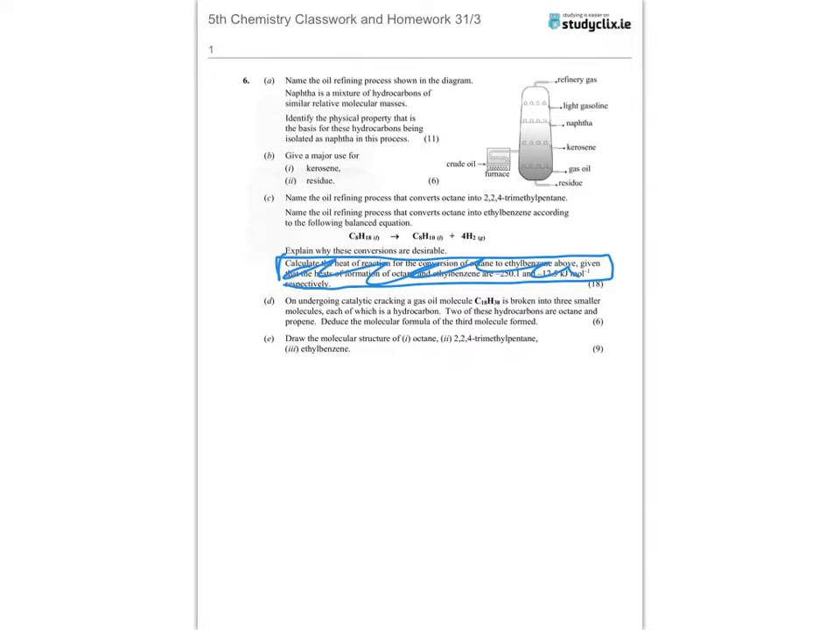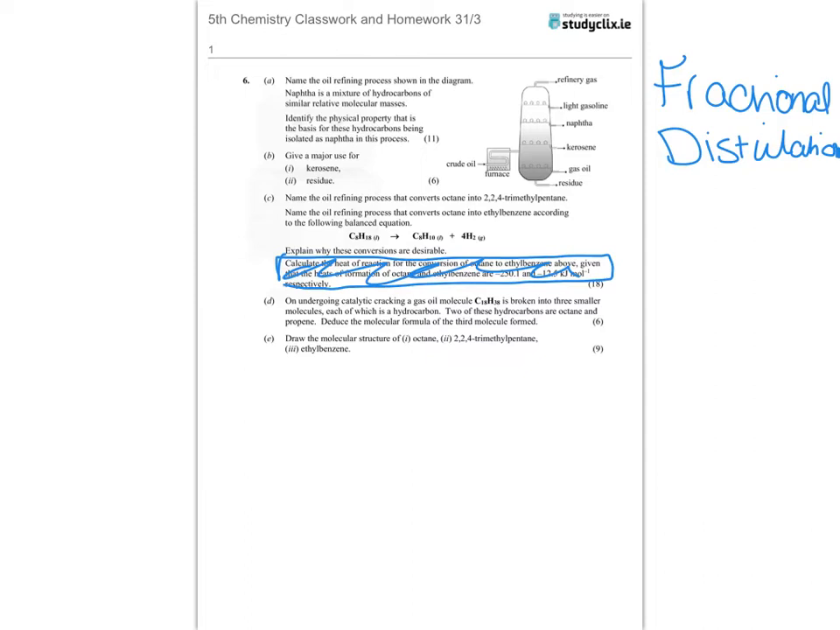So if we have a look for part A, it says name the oil refining process shown in the diagram, and this process is called fractional distillation. Now remember, fraction just means part, and distillation to separate. So we're separating oil into its different parts according to their temperatures, their boiling points. That was part A, the first part of part A.